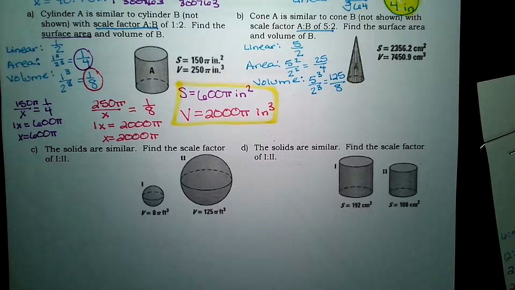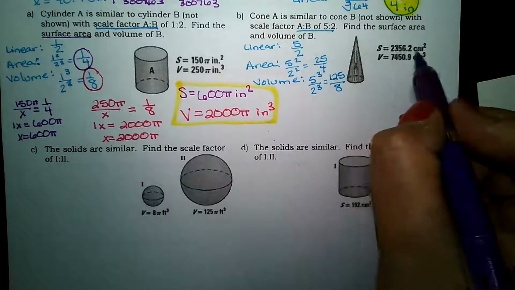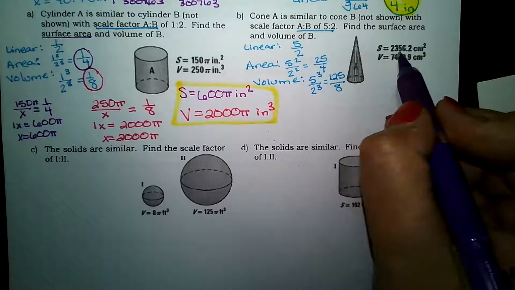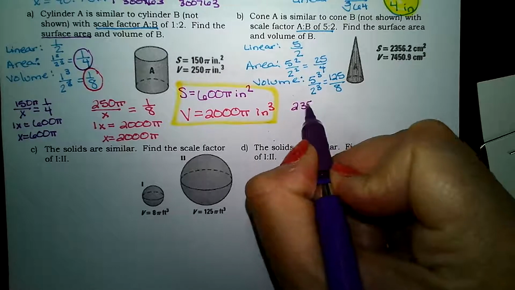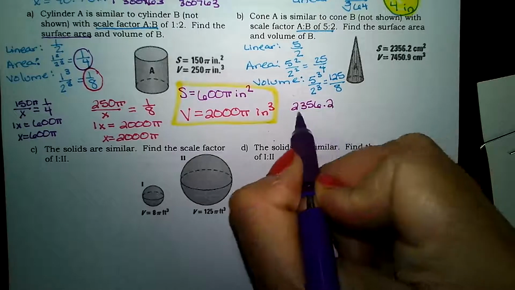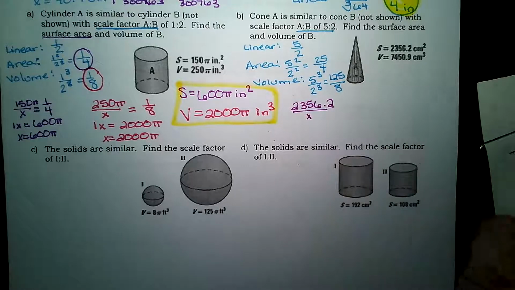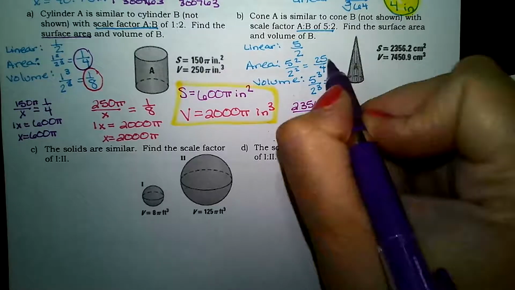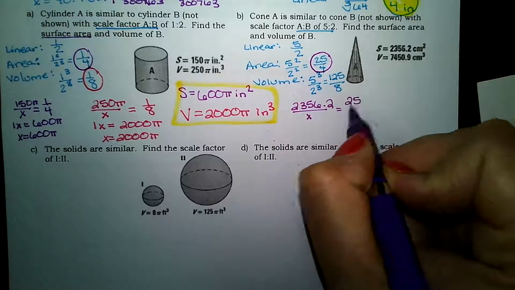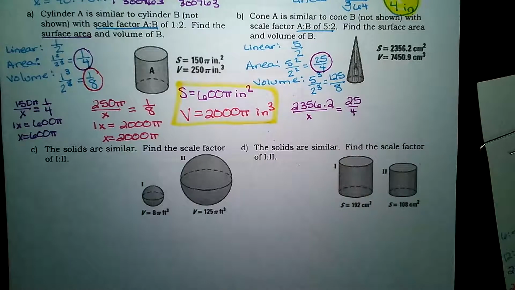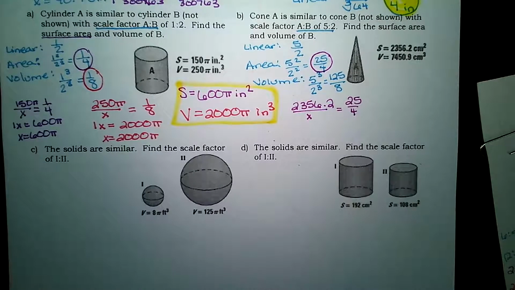Let's start with surface area. The surface area of cone A is 2,356.2. We're trying to find the surface area of cone B. We can set this ratio equal to the area ratio of 25:4. Okay, I'm going to pause the video and solve for x.